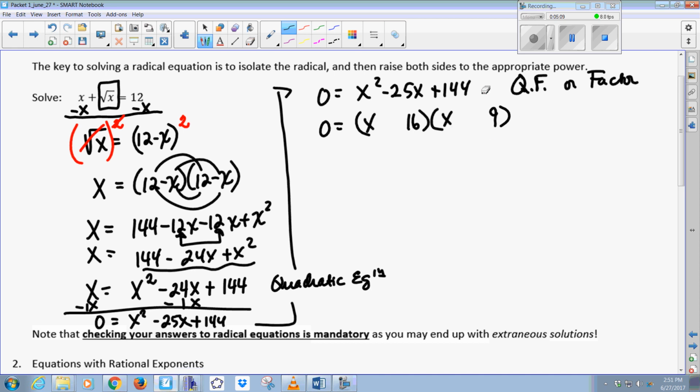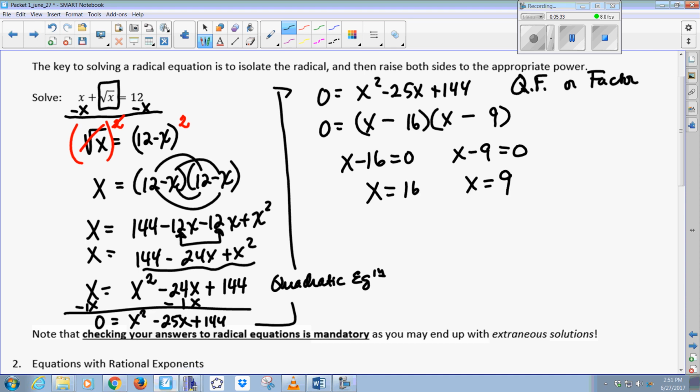And since I have a positive 144, both of these factors have to be both addition or both subtraction, and as you know, you look at the sign of the middle term, and that tells you that they're both subtraction. Now, to solve this quadratic, I set each factor equal to 0, and now I have two baby linear equations, and I arrive at two potential solutions.